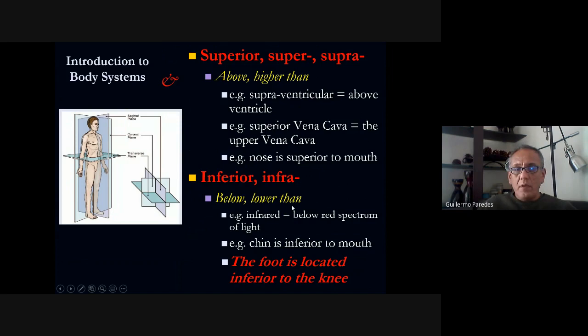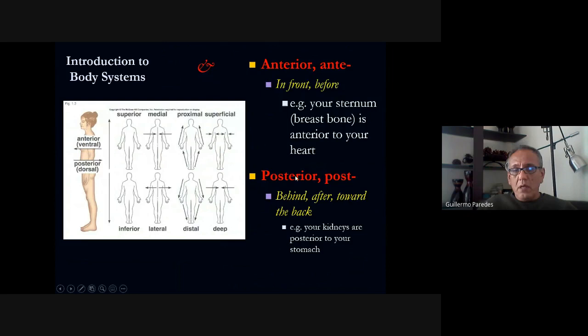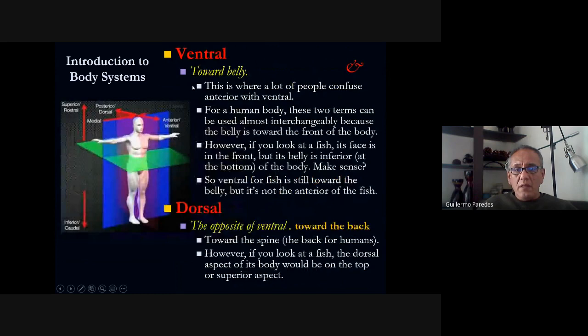Anterior is in front. Posterior, behind. Simple, right? Ventral, this is getting a little more elaborate. Ventral is towards the belly. Basically, that is a prone position, right? Prone position. Okay? Ventral, towards the belly. Dorsal is the back, the opposite of ventral, towards the back.